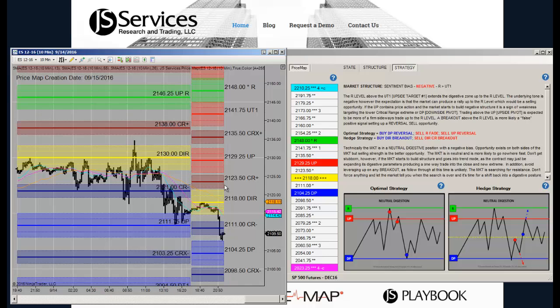We could have a rally. If we do have a rally and this thing starts to climb the ladder higher, it can climb back up to the upside pivot, or even climb higher up to the R level. So it's a bit of a stretch. We're going to continue to follow the S&P.